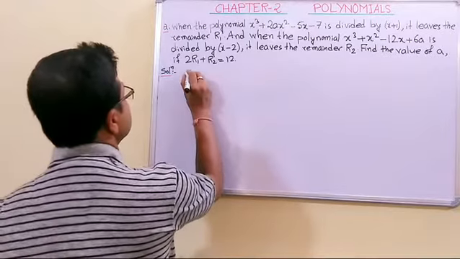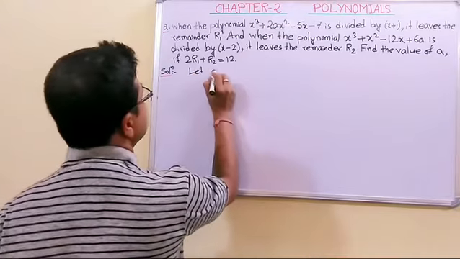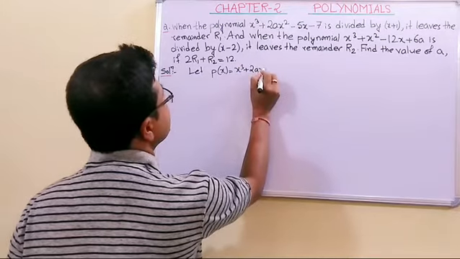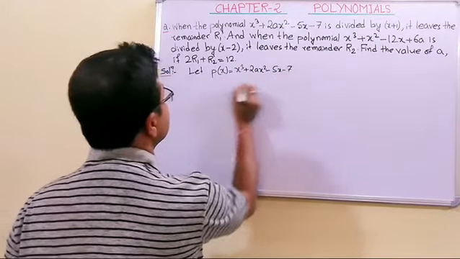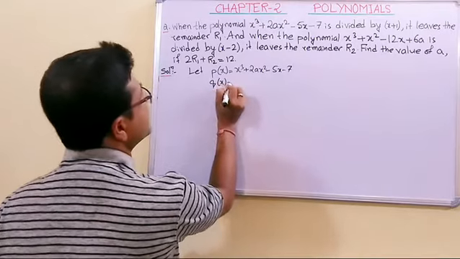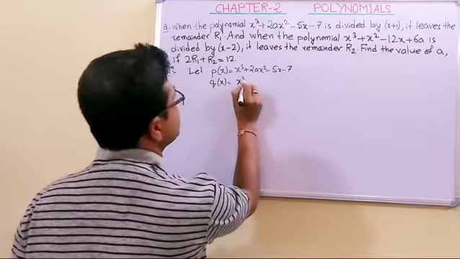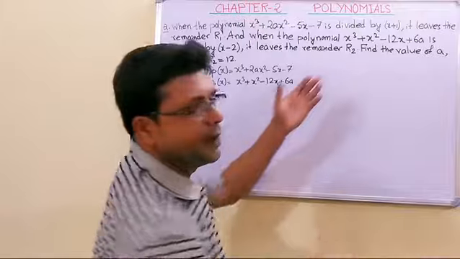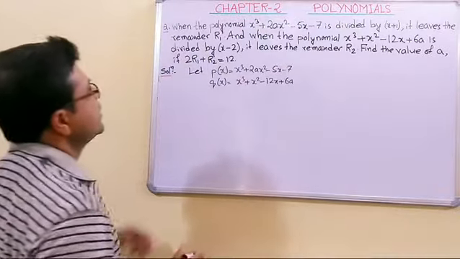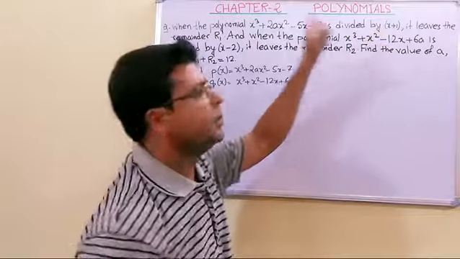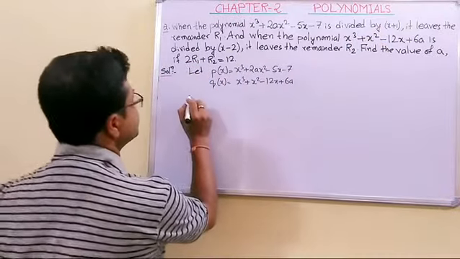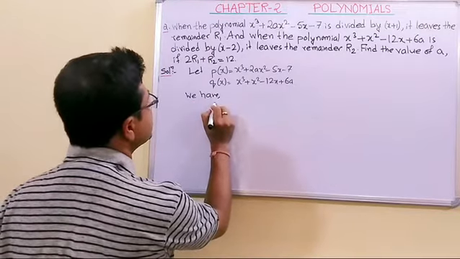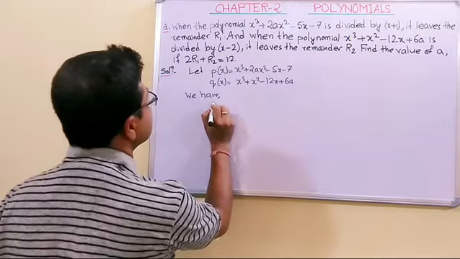Now students, let this polynomial be denoted by p(x). It is x cube plus 2ax square minus 5x minus 7. And the second polynomial is x cube plus x square minus 12x plus 6a. Here also it is the application of the remainder theorem. Now this is divided by x plus 1, and the remainder is r1.